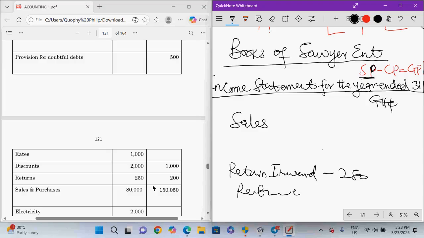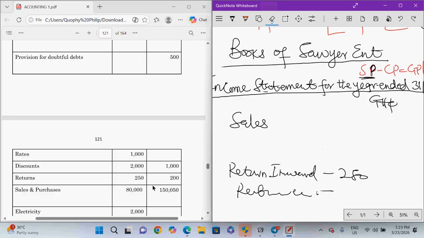Return outwards is having a credit balance. Return outwards is having what? A credit balance. But where does the return outwards go? It will be deducted from the purchases, right? Yes, to be deducted from the purchases.